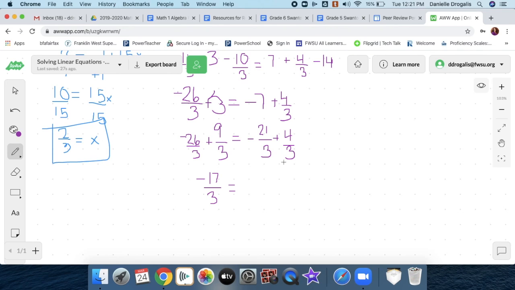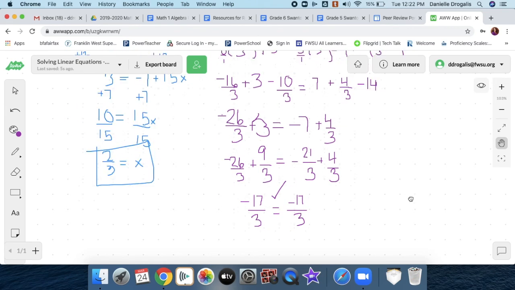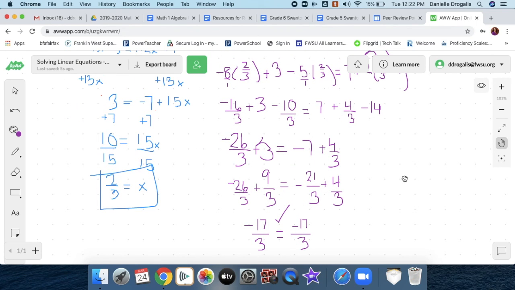Over here, it's a negative 21 plus 4, which we could think of as 4 subtract 21. And lo and behold, it equals negative 17/3. And here we have it, folks. We have a correct solution because in this process, when we said x is equal to 2/3, the left side did in fact equal the right. And there we have completed our knowledge of proficient level of solving linear equations.